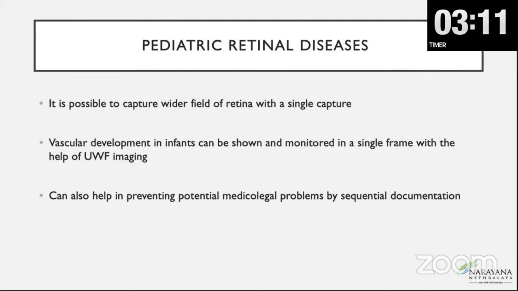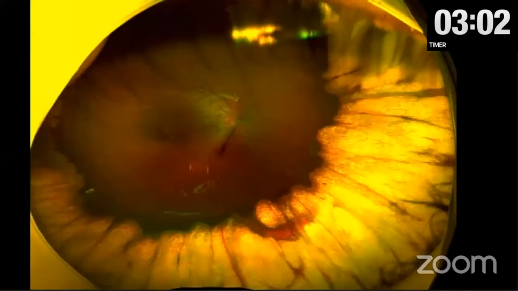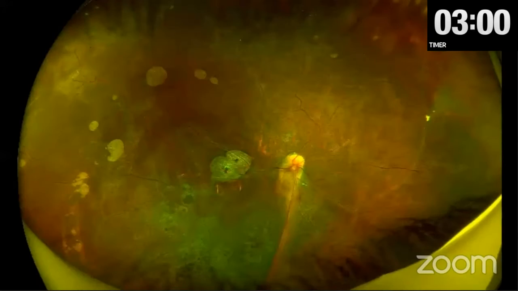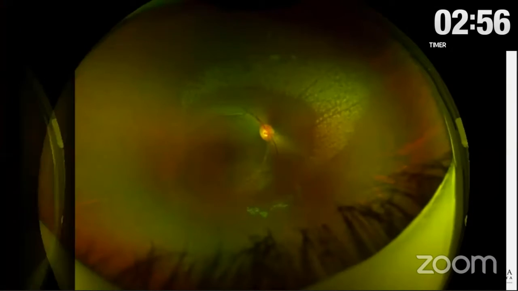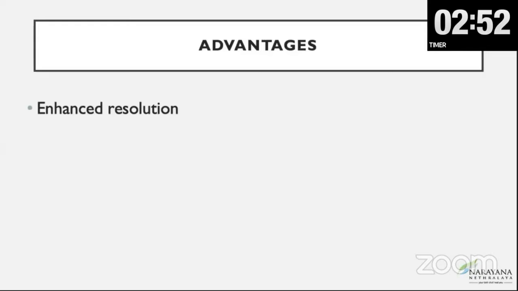Important in pediatric retinal diseases, sometimes it's impossible to capture it in a single take. So this does help with ultra wide field. We're showing the different pathologies here, some dystrophies as well. These are some congenital anomalies, and like I mentioned, dystrophies are good to document here for progression as well.